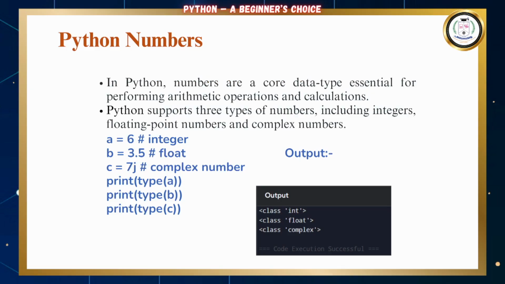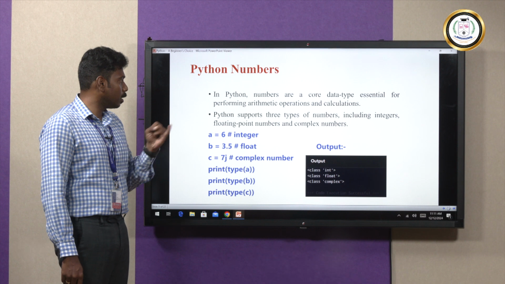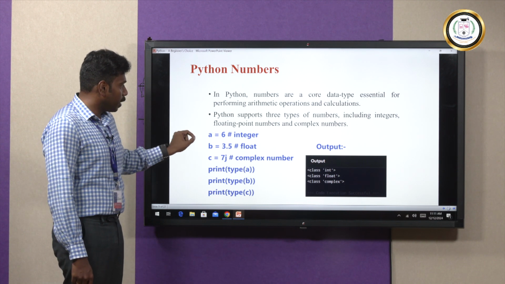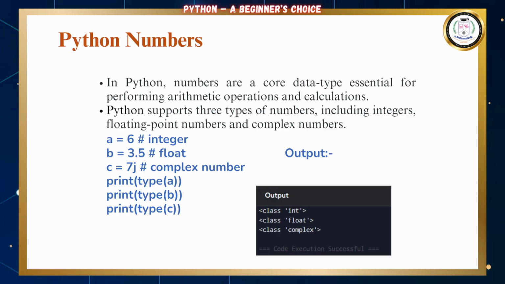Let's go for numbers. In Python, numbers are a core data type essential for performing arithmetic operations and calculations, like other languages. It supports three types of numbers: integers, floating point numbers and complex numbers. You can see a = 6, my first initialization, b = 3.5, second initialization, c = 7j. So all these three are different.